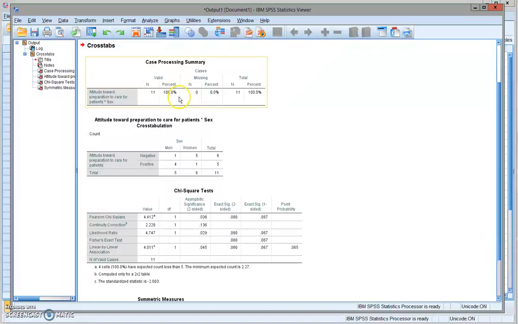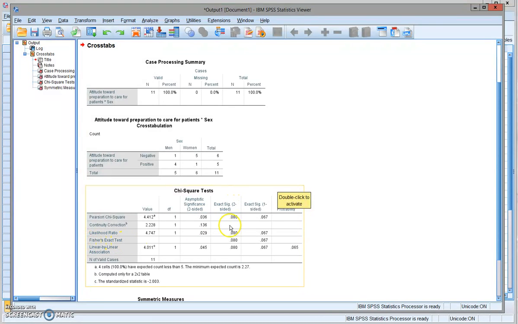So we have 11 observations. This is how they are distributed in the frequency table. 4 men have a positive attitude, 1 man is negative, but there are 5 women who had a negative attitude and 1 is positive. Okay, and in the chi-square test table, you can see this line says Fisher's exact test.